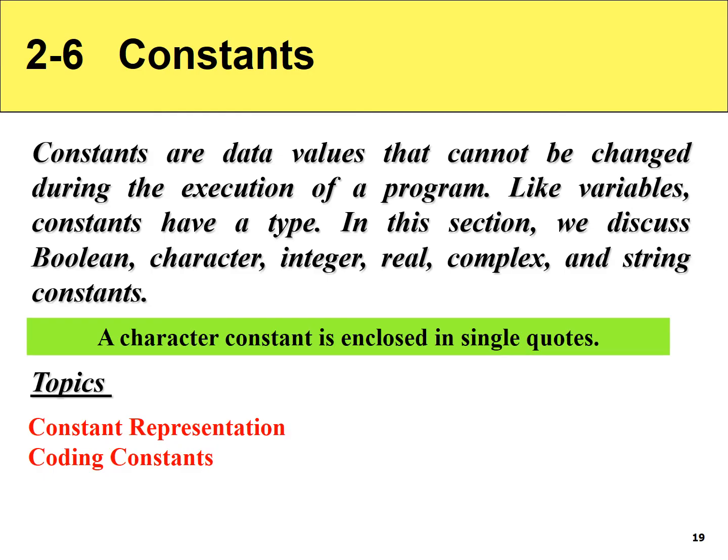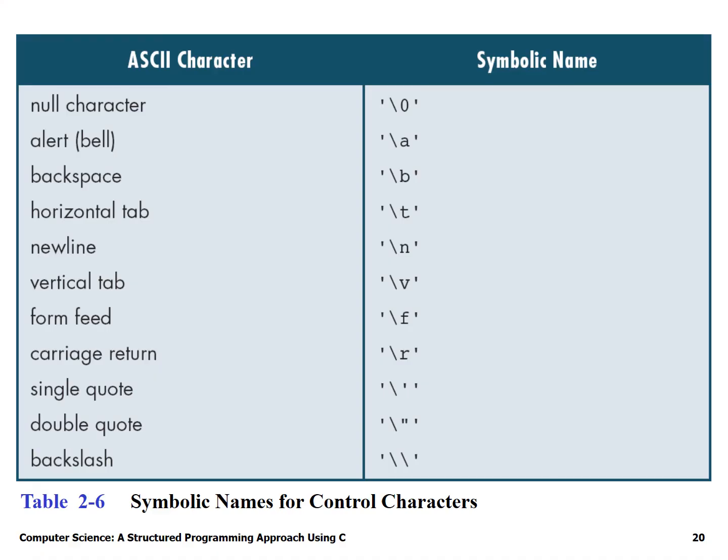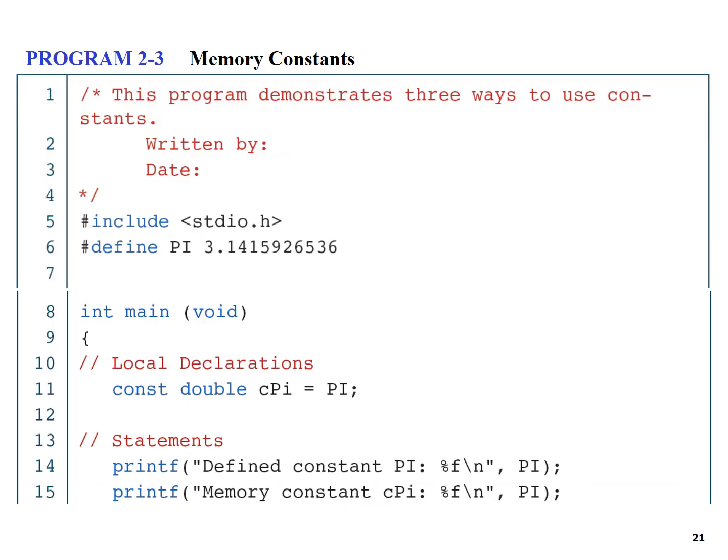Then the constants are the data values that cannot be changed during the execution of the program. There are two main representations of constants: constant representation and coding constant. A character constant must be in single quotes. This one is the symbolic name for controlling. This example shows the memory constant.